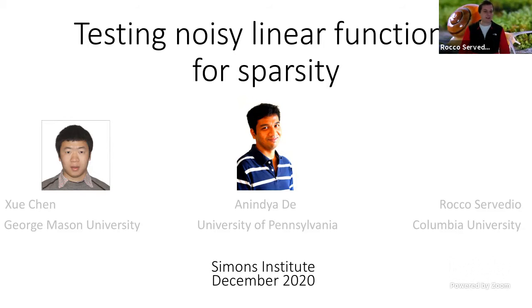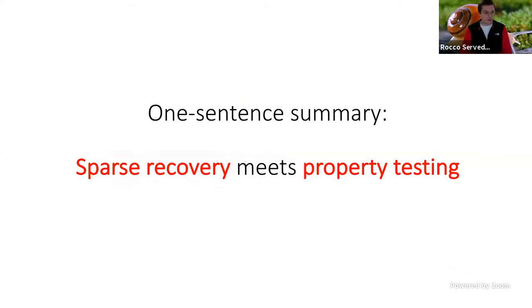This is, no, seriously, I'll be talking about a joint paper with Shui Chen, who's at George Mason, and Anindya at UPenn. So if you take one sentence away from this talk, the one sentence which kind of encapsulates the whole thing is that it's a talk about a problem at the intersection of sparse recovery and property testing.